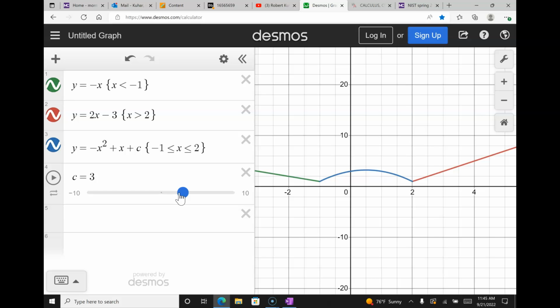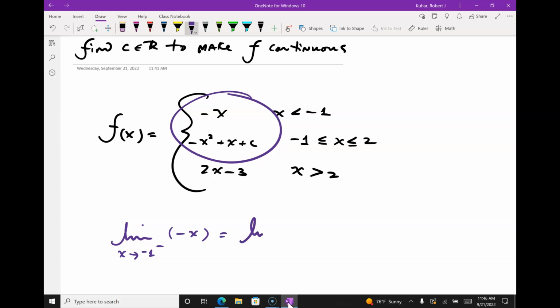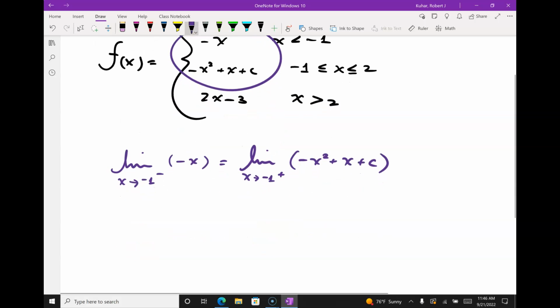Let's not do hypotheticals. Let's just do this problem. Okay. So let's do some work now. How do we do this? Well, which machine should I use if I want to connect at -1? These two. So the limit as x goes to -1 from the left, I'm going to use the function -x. But the limit as x goes to -1 from the right, I'm going to use the other function, -x² plus x plus c.